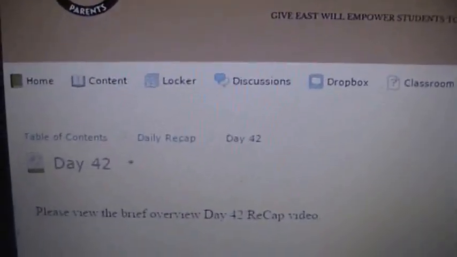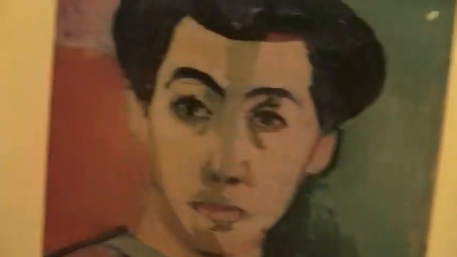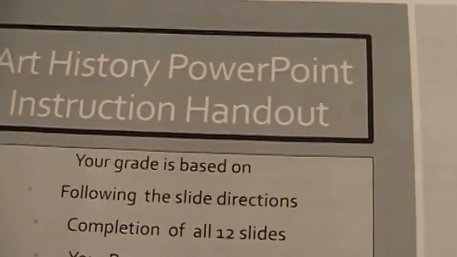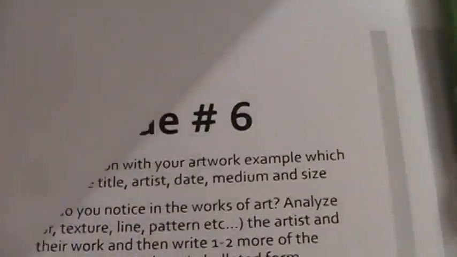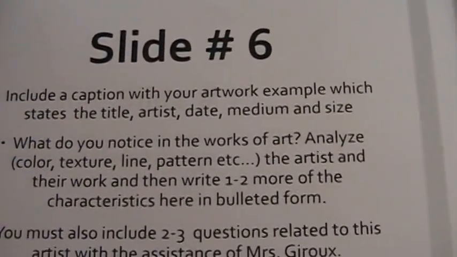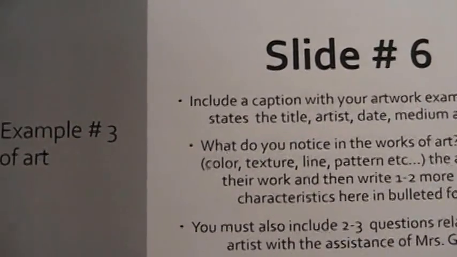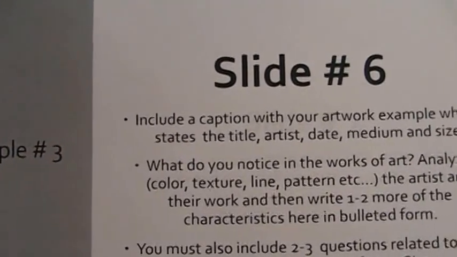And you're probably looking at this right now. So this is the daily recap. Today we're continuing on with our art history PowerPoint. This is the instructional handout. It tells you what your grade is based on, and for instance it will give you what you need to include on each slide. So for slide number 6, for instance, it's the example. Okay, your third example, third large example.